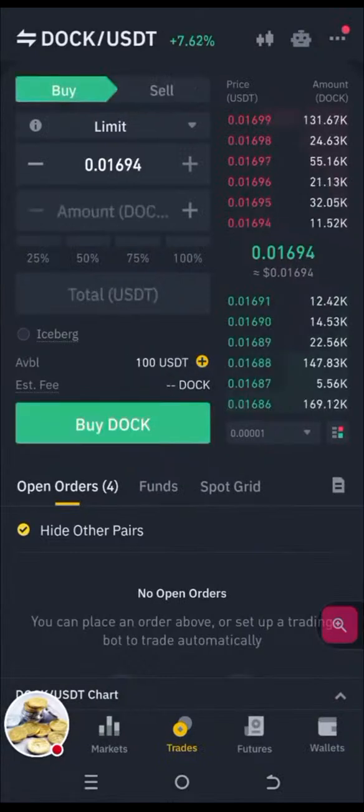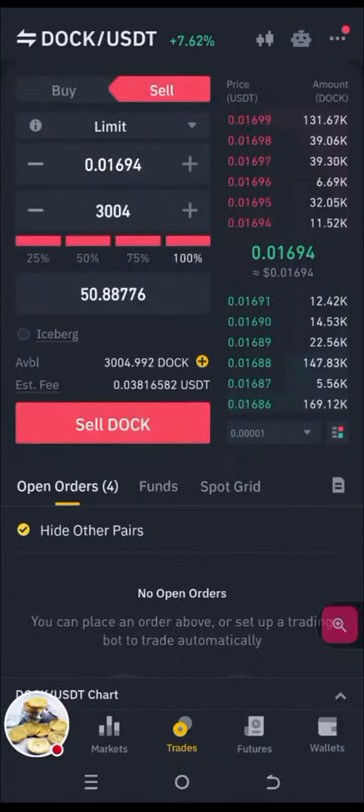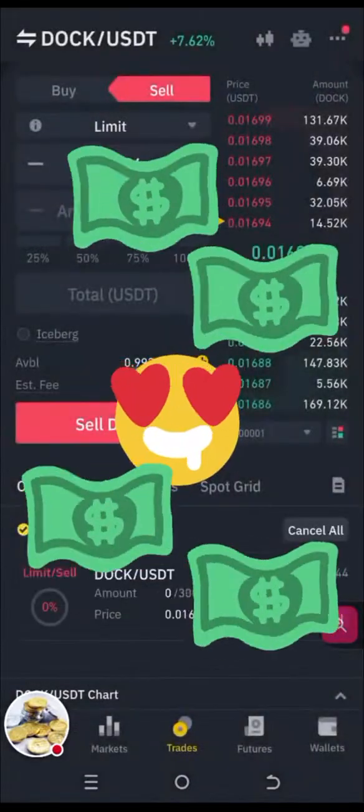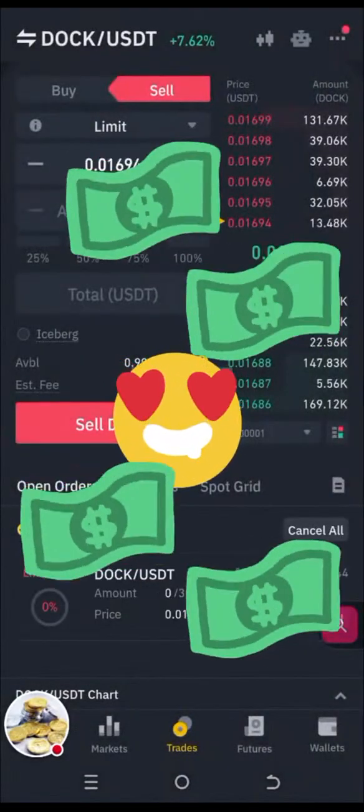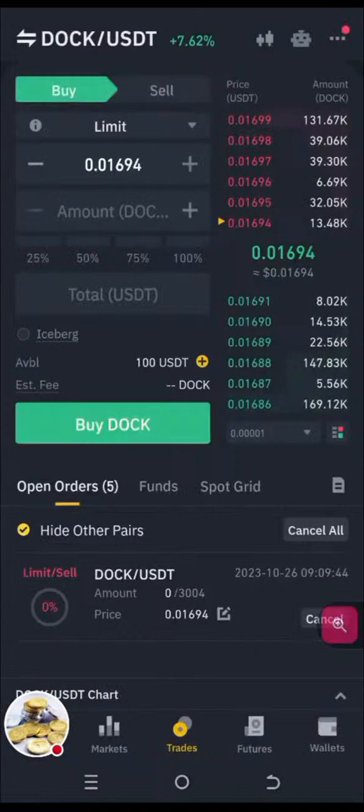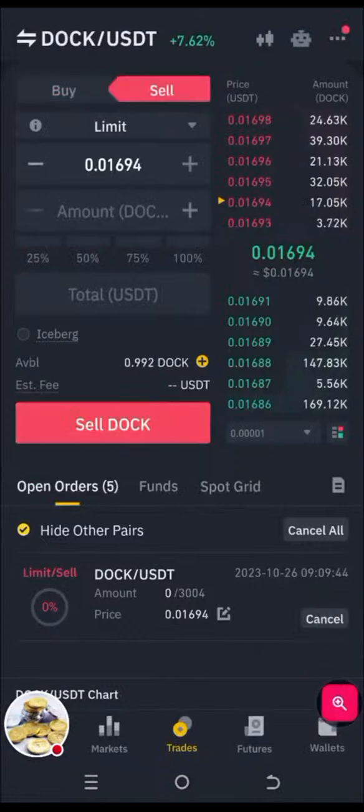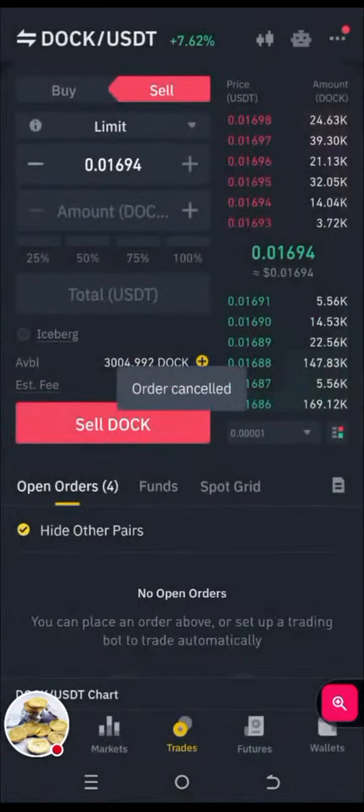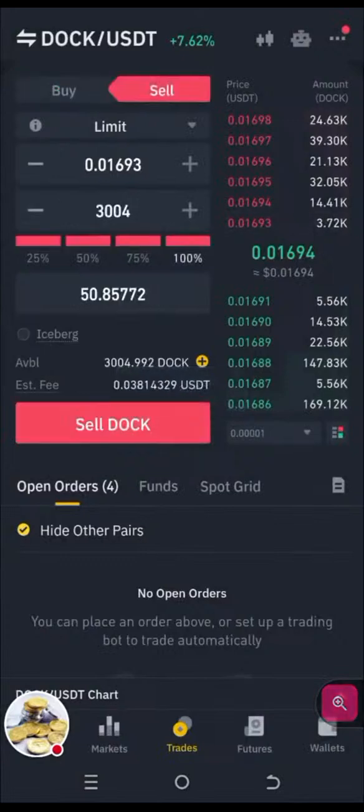Let's see. Oh my God. It's going. We are cashing out. Oh my God. Let me cancel this. We're getting more than we actually planned. We're getting more. That's good.